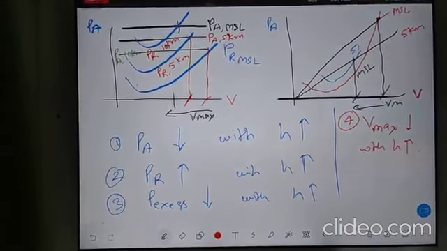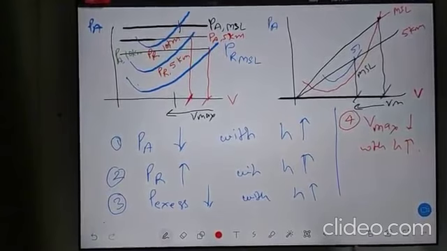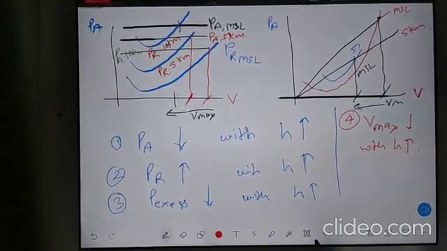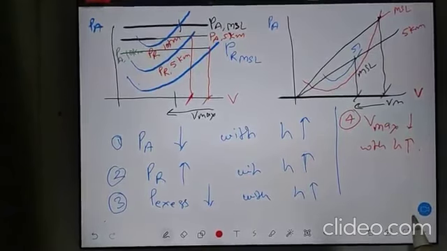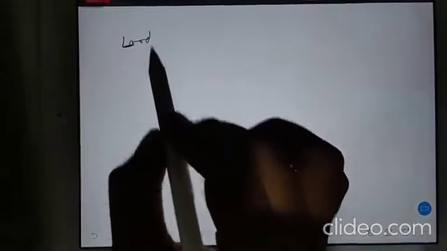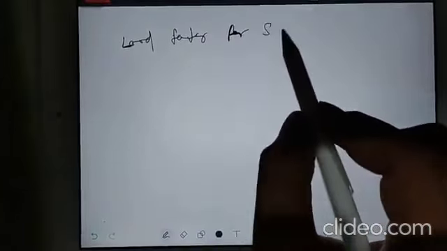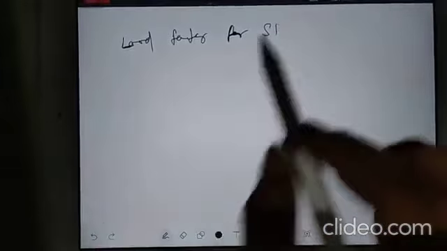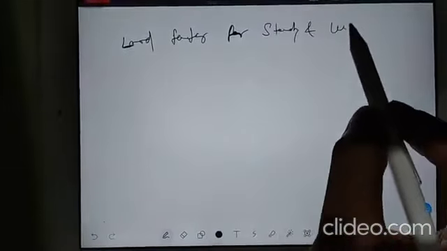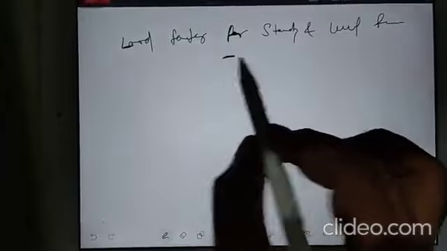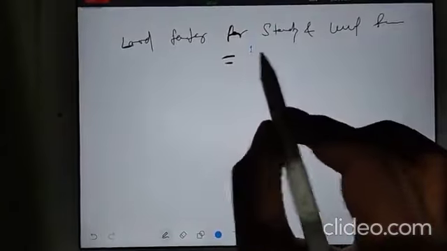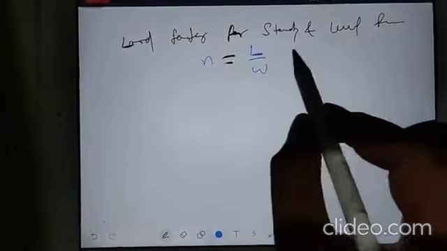What is special there? You may be confused with load factor. In case of steady level flight, you should know what load factor is. That is the last point about steady level flight. So change the page and just mention the last topic under this chapter. Load factor for steady and level flight: load factor is always L by W, symbol is n, and it is 1.